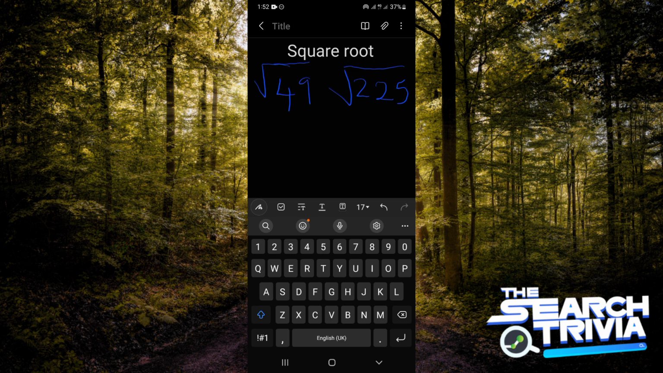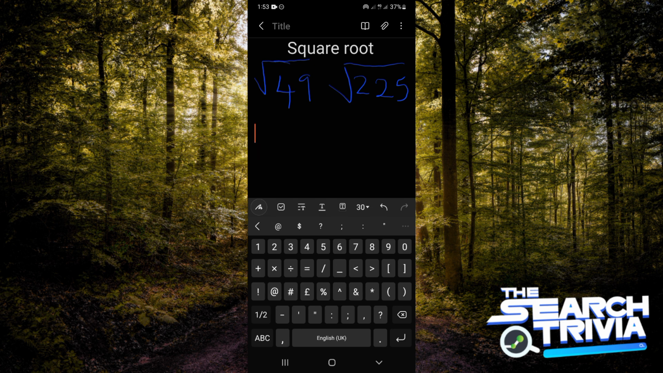Now the first one is for you to get a number. Now the number times itself should give you the number you're searching for the square root. Now if you're searching for the square root of 49, what is that number that when you times it by itself, it should give you 49? And once you get that answer correct, you've gotten your square root.